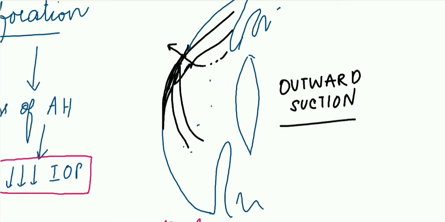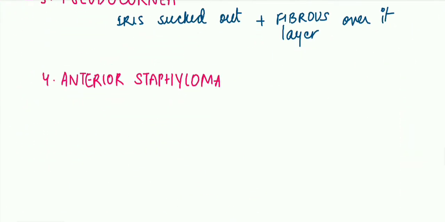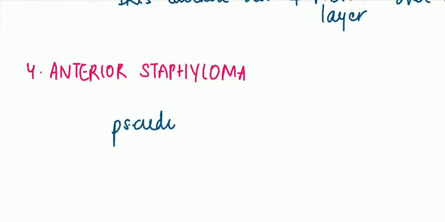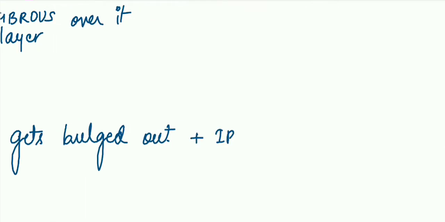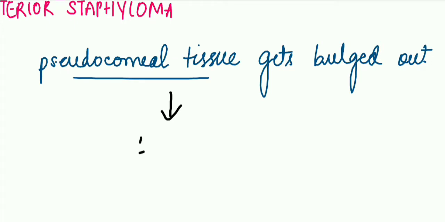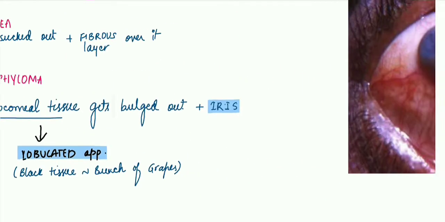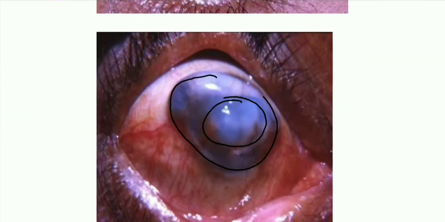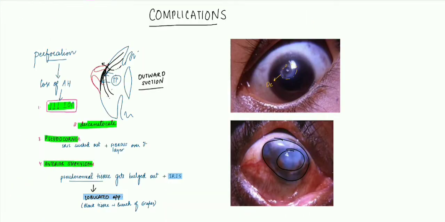So this is again closed and this will again lead to increased IOP, thus again bulging out the entire pseudocornea along with iris tissue. So that is important. There is involvement of iris tissue too. So that is anterior staphyloma. This appears as lobulated black tissue over the cornea, which appears like a bunch of grapes. As we can see here, this is one lobule and this is another lobule. There are two lobules. We can clearly see the difference between anterior staphyloma and descemetocele.